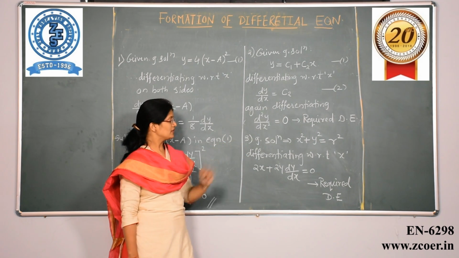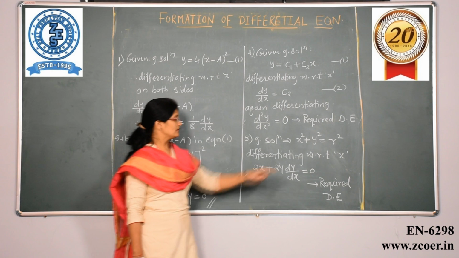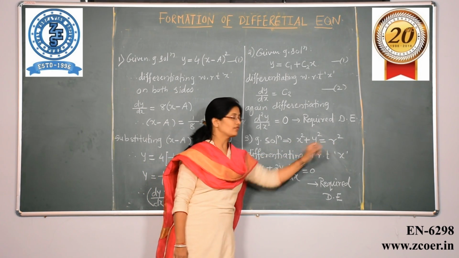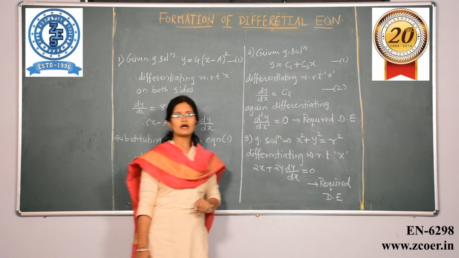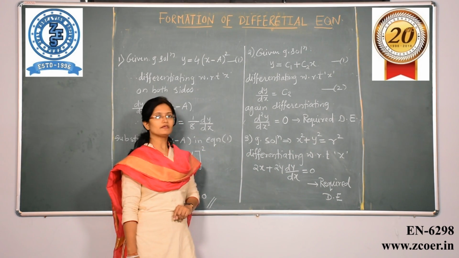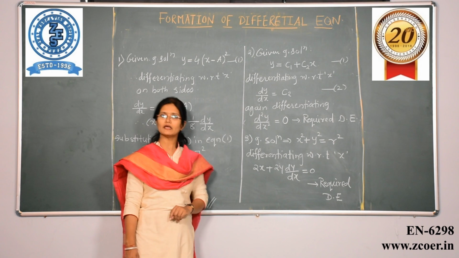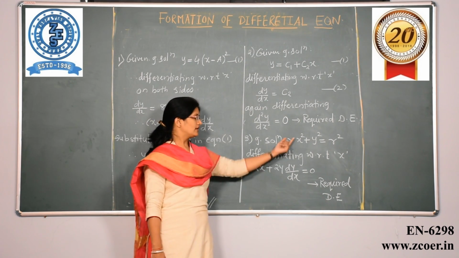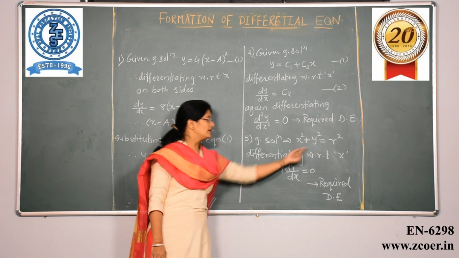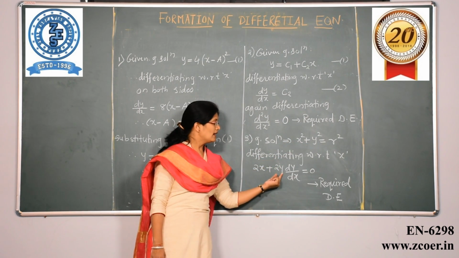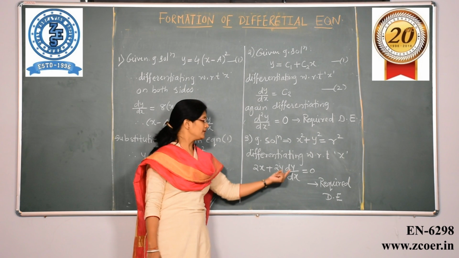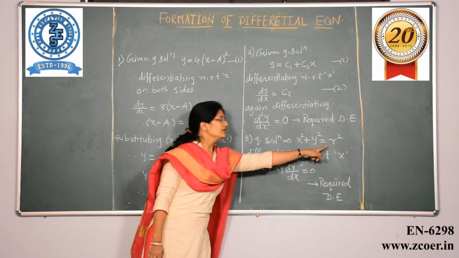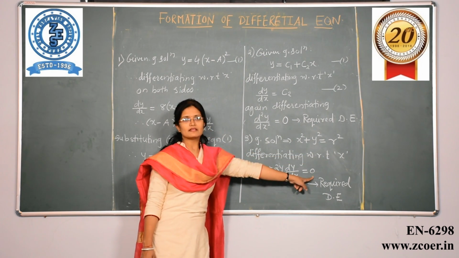If you take the third example, it is x square plus y square equals r square. It is the equation of a circle whose radius is r. Here r is the arbitrary constant. Since there is only one arbitrary constant, we have to differentiate it only once. The derivative of x square is 2x, the derivative of y square is 2y, but since y is the dependent variable, we take dy by dx, and the derivative of a constant, you know, is 0.